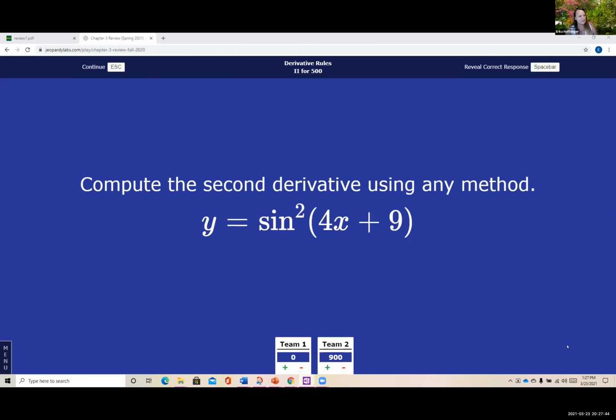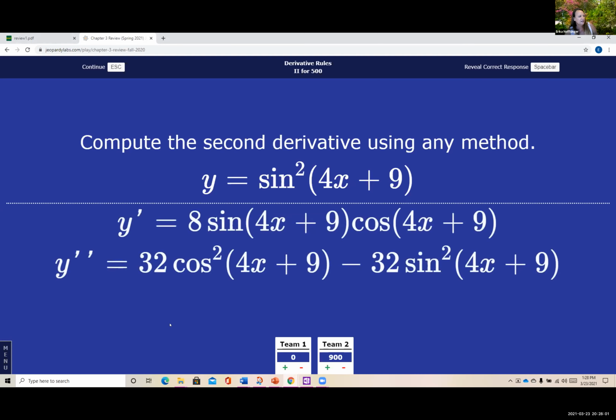Okay, so we got an answer, and the answer was 32 times the quantity cosine squared of 4x plus 9 minus sine squared of 4x plus 9. So let's see if that was correct. So it looks like it's correct. You just factored out the 32 instead. Okay, so you guys get some more points. And then let's just walk through that together really quickly.